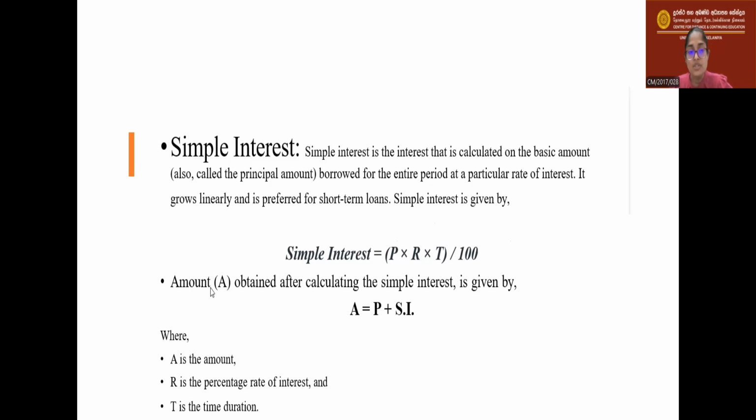Suppose a question asks you to calculate the amount A obtained after calculating the simple interest. You have to take the principal amount and add the simple interest to it. Then only you get the amount obtained after the interest. Suppose an example like this. Let me use the pen for you. Suppose the principal amount is 1,000. Principal amount is 1,000.